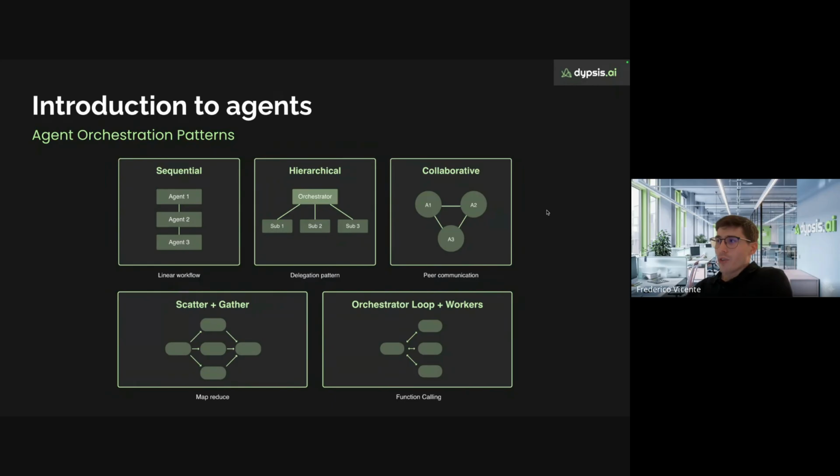Then you have the orchestration loop and workers, where you have this main agent. You delegate or ask for information from another agent or an external system, and then you wait for that information to continue the execution.